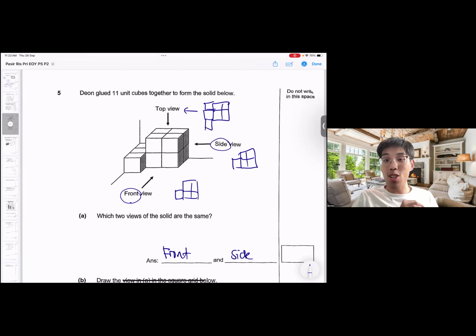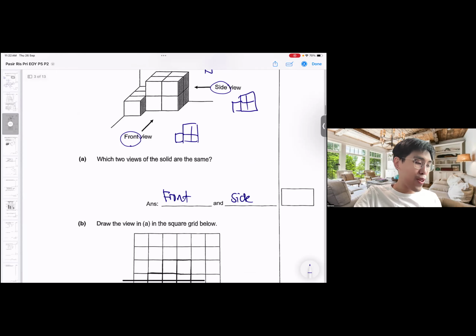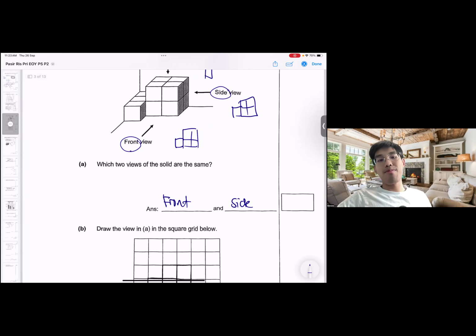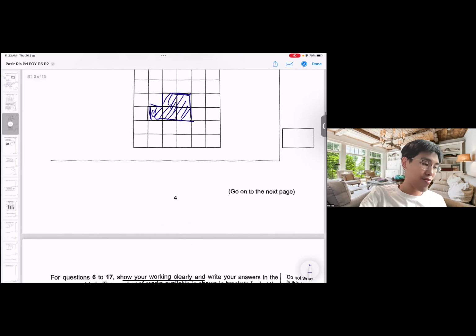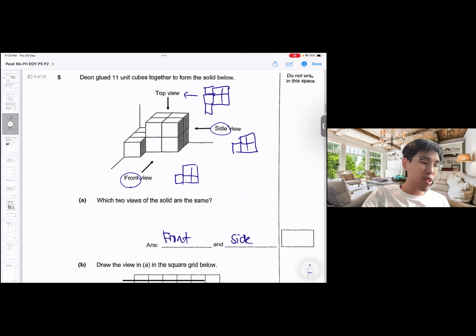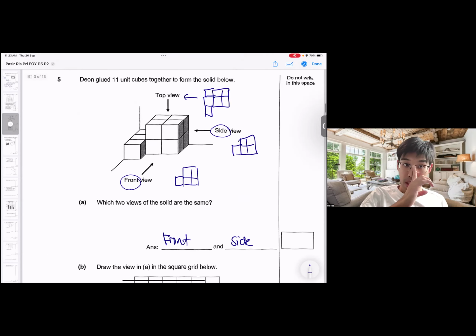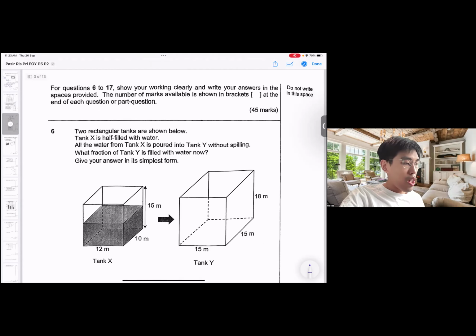They will not penalize you for drawing or not drawing. Just draw to make yourself see better. Draw the view in the square grid below. See? Like that, I told you already. You draw it in front, just copy. Anyway, it's here already, this is the photocopy. This one I don't need to talk much more about. Okay, let's move on.